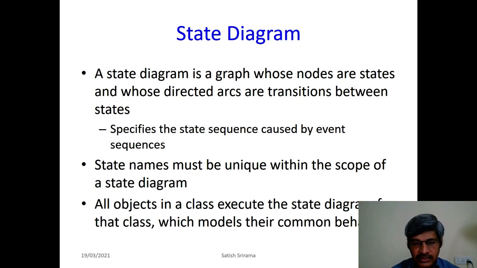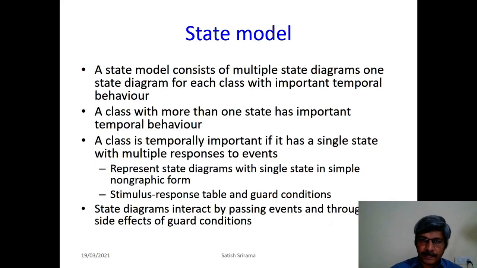All objects in a class execute the state diagram for that particular class. A state diagram exists per class. We have already discussed this, and all objects in that class execute that state diagram. In that way, the state diagram models the common behavior for that particular class and its objects. So that's about the state diagram. A state model consists of multiple state diagrams, one state diagram for each class, which I have been telling.